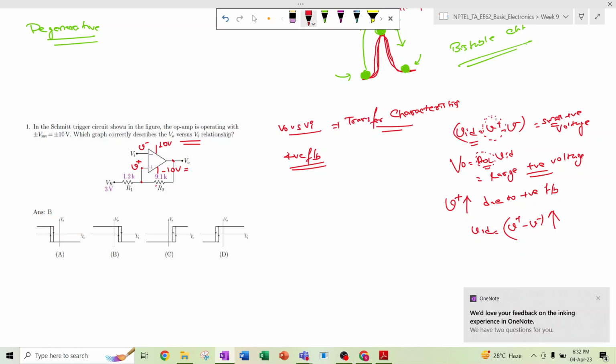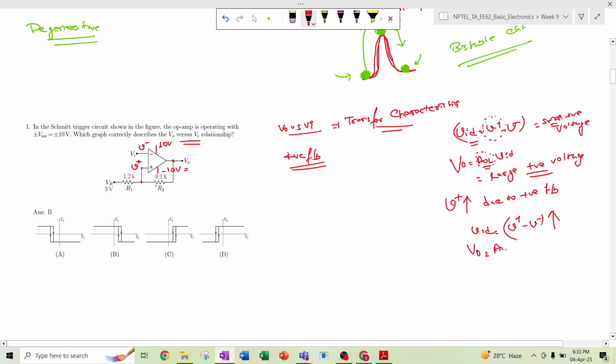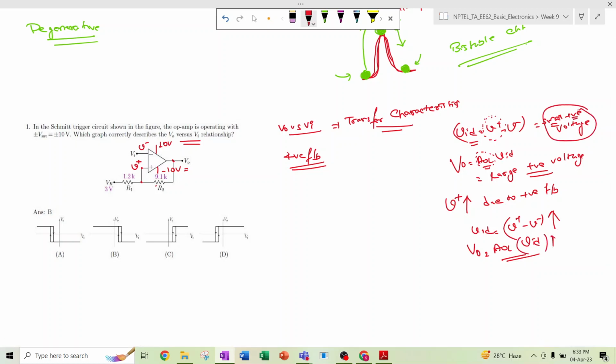So this V plus increases, as a result this Vid increases, and as a result the output Vo gets even larger than the previous one, because now Vid is a much more positive voltage. That is again multiplied with a large positive number, so that is a large positive voltage, and some of this large positive voltage is again fed to the positive terminal, which makes Vid even larger, and like this Vo goes toward infinity.